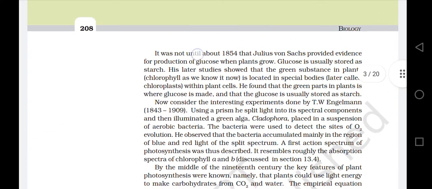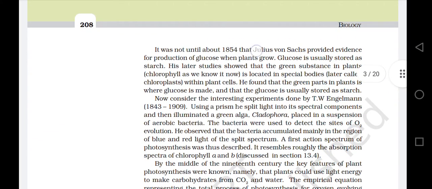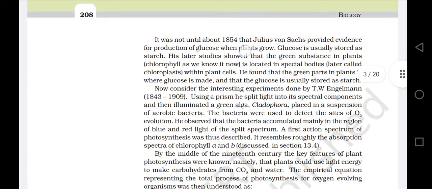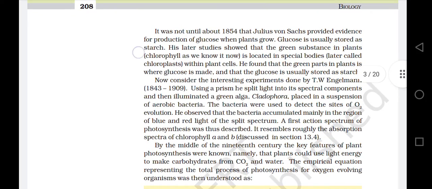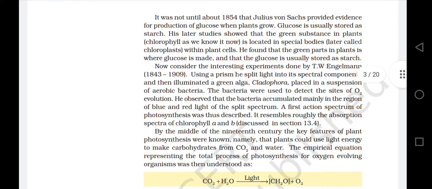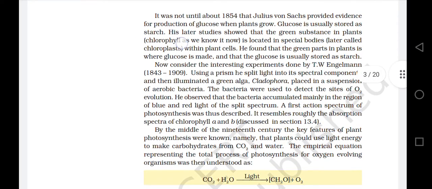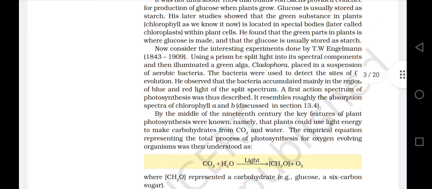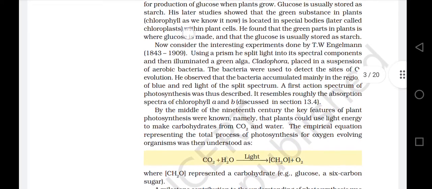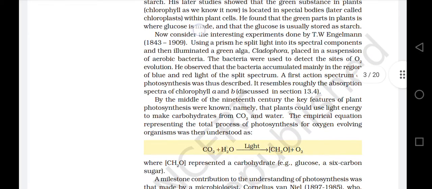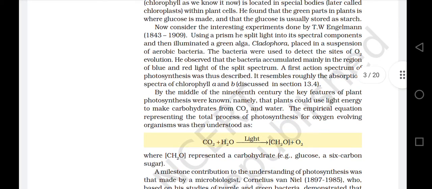It was not until about 1854 that Julius von Sachs provided evidence for the production of glucose when plants grow. Glucose is usually stored as starch. His later studies showed that the green substance in plants, chlorophyll as we know it now, is located in special bodies later called chloroplasts. Within the plant cells, he found that the green parts in plants are where glucose is made, and that the glucose is usually stored as starch.